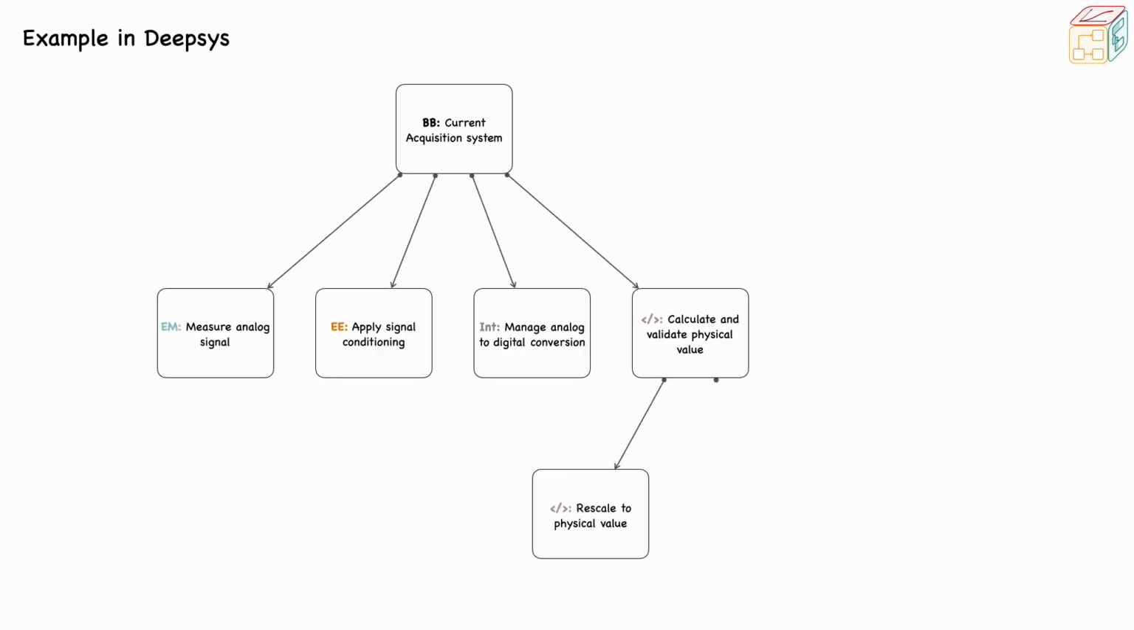Here the example to illustrate how it works in DeepSys. So we are going to build a black box that represents a system to acquire current. It is made of an electromagnetic system to measure the current, an electronic board for the signal conditioning, an interface to convert analog to digital the measurement, and a software to rescale to the value that was measured and verify that there is no mistake or no anomaly in the measurement that are made.